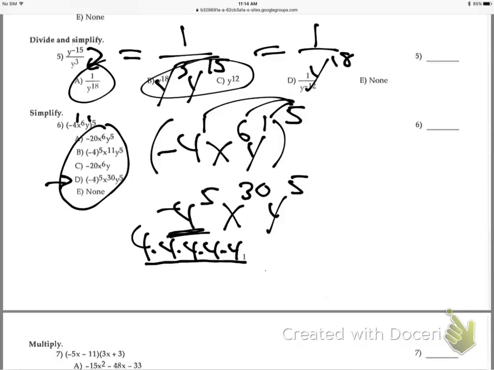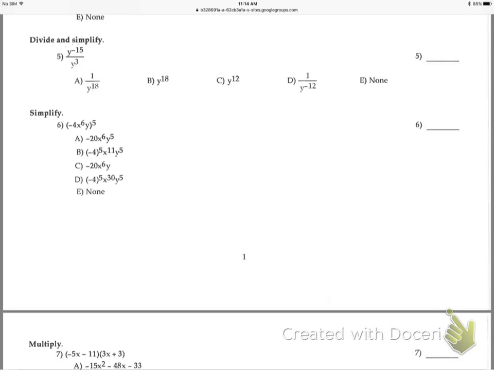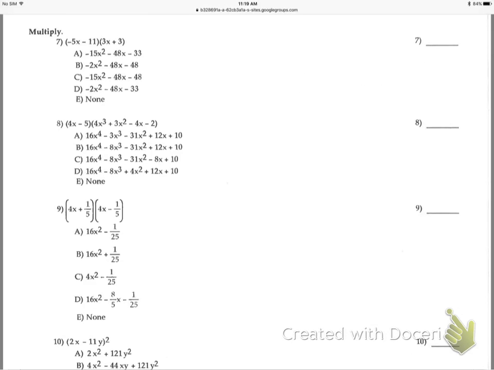Good. Okay. So, oops, that's the wrong one. There it is. All right, so let's try number 7 up there. I'll make it a little bigger. Minus 5x minus 11, x plus 3. That's just a big FOIL, isn't it? Those parentheses are right up against each other, so it's a big old multiply. Just FOIL that thing out.